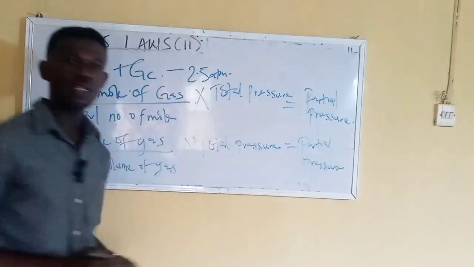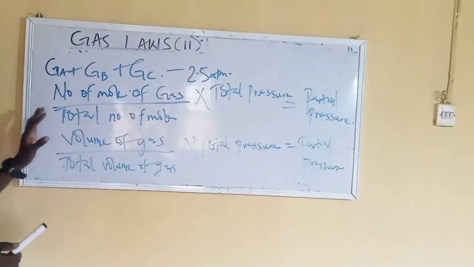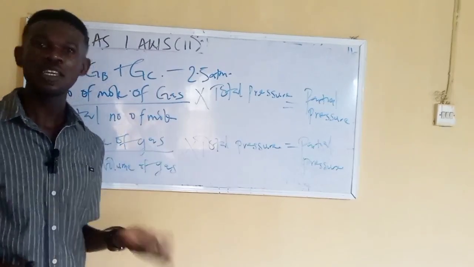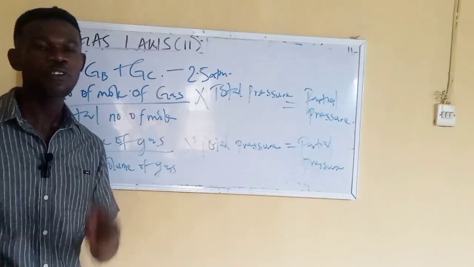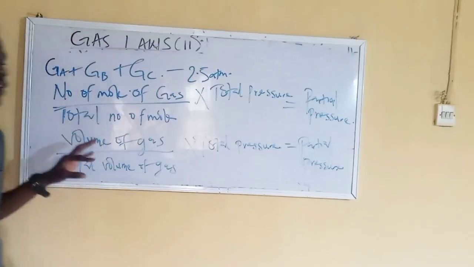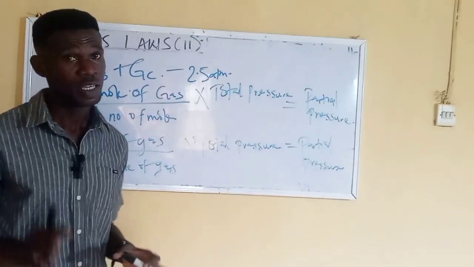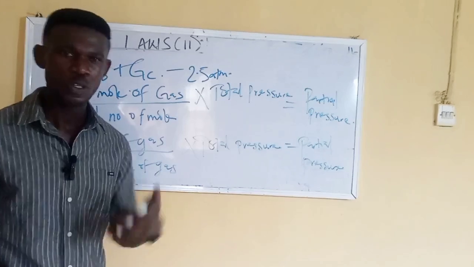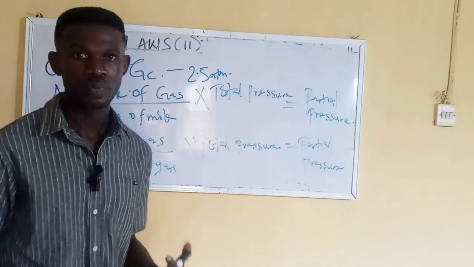But need I say this? In case you are given your parameters in masses, please do not say mass of the gas over total mass of the gas. No, first of all, you convert it to number of moles, then you can use it to carry out your calculations. That is how we carry out calculations on partial pressure. So now we have this. Let us carry out some calculations on it. Let's go.